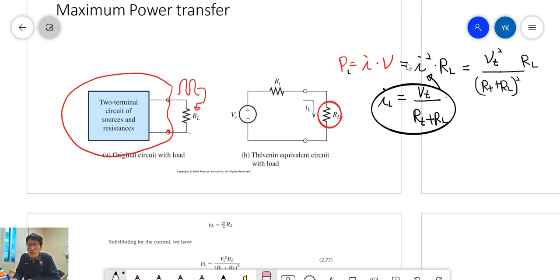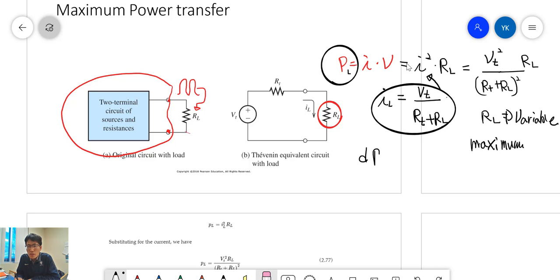So now it's an equation in RL. Those are all fixed values, so we don't know about RL. RL is kind of an unknown variable. So in order to find the maximum power, we need to differentiate it, which means that dP over dRL should be 0. When this value is 0, then this P will be the maximum value.